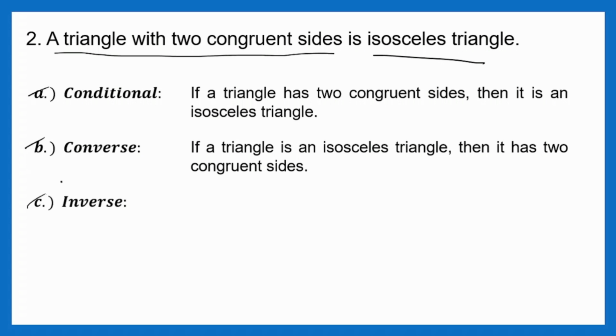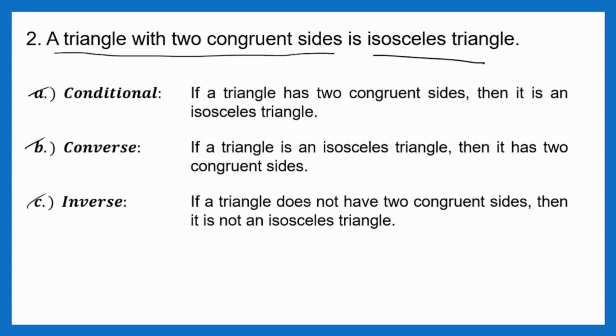Pag-usapan natin si inverse, babalikan si conditional. Tapos, ina-negate natin. If a triangle does not have two congruent sides, then it is not an isosceles triangle. Ito siya. If a triangle does not have two congruent sides, naging negative yung una, naging negative din yung pangalawa, then it is not an isosceles triangle. Alright? So, let's have letter D.